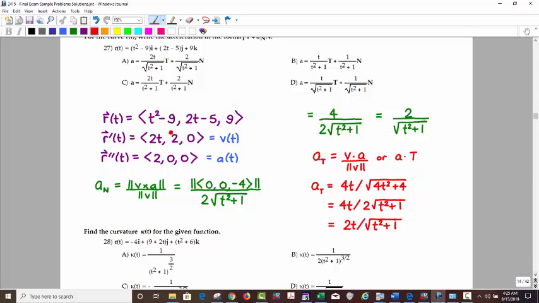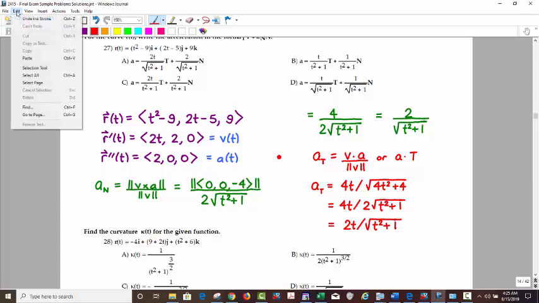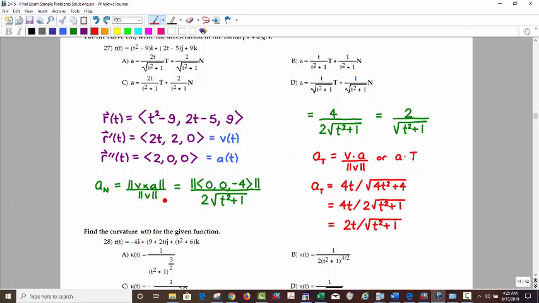All right, so here's r of t, here's r prime of t. That's easy enough. r double prime. There's the velocity, the acceleration. So for a sub t, well, I have a sub t on them. I'll just look at this one first. I just did v dot a over the magnitude of v.